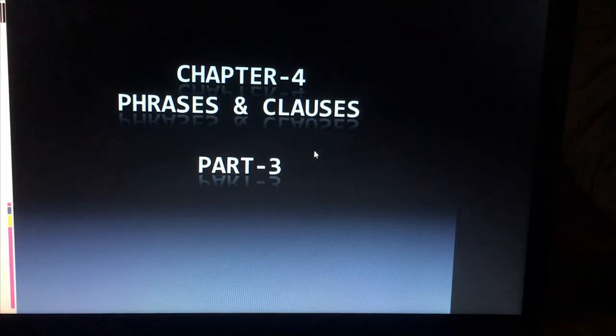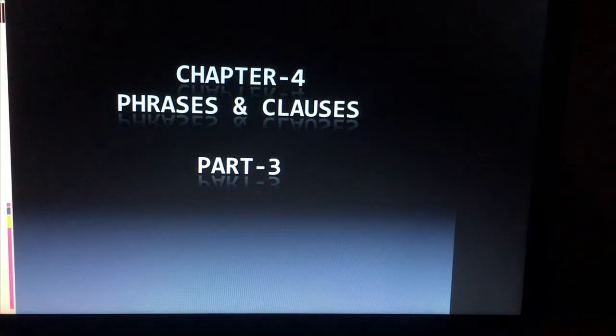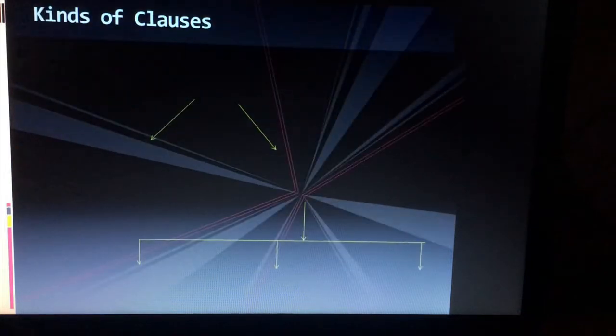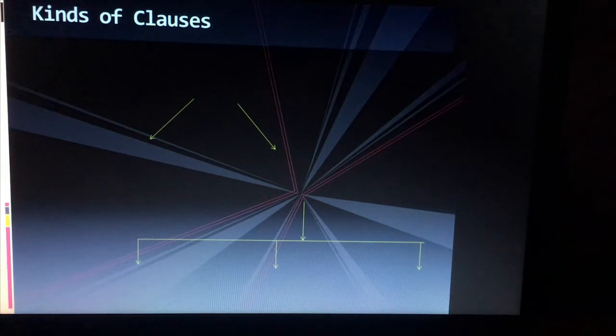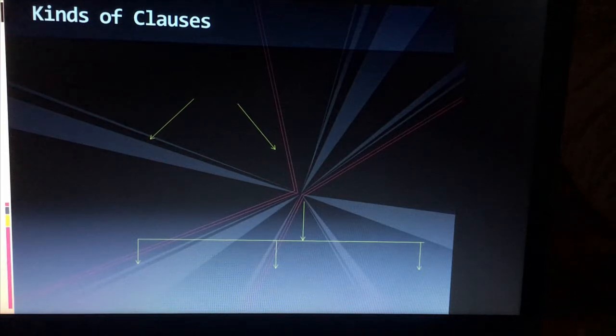Today we're going to talk about the same chapter which we started in the previous videos, which is phrases and clauses, and this one is part 3. So let's recall first. First we worked with phrase definition, clause definition, and identification of phrases and clauses, and then we figured out the two classifications of clauses, which are main clause and subordinate clause, and then we saw the kinds of phrases and their examples. Now we are going to learn about kinds of clauses.